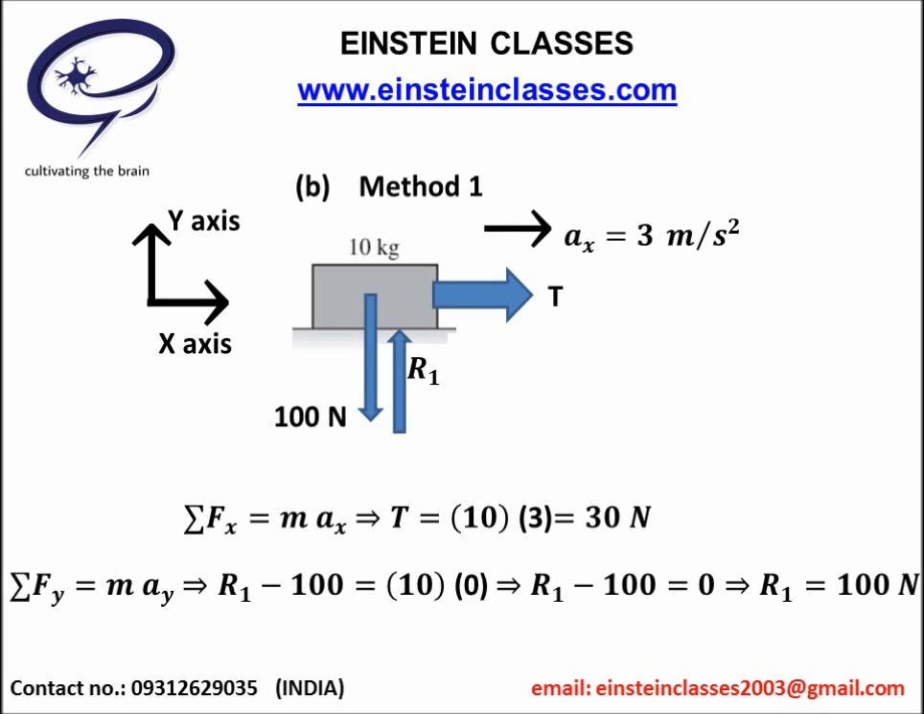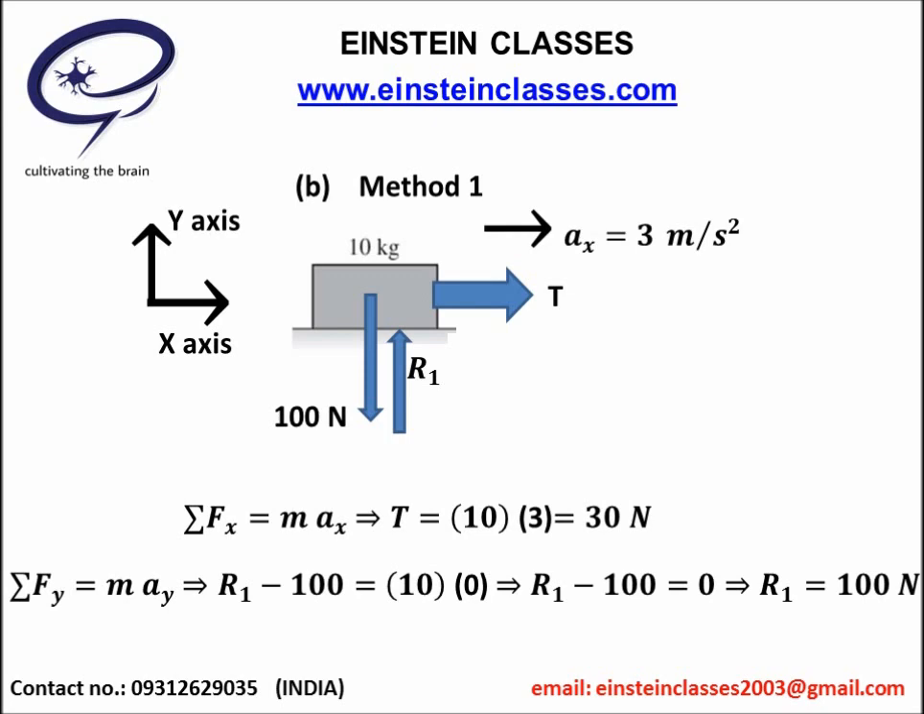The acceleration of block is 3 meters per second square along x-axis, that we have calculated in first part. Now apply Newton's second law along x-axis. The only force which is acting along x-axis is T. Hence net force along x-axis is T, which equals to the product of mass of block and acceleration of block along x-axis. From this we get the value of tension in string, which comes out 30 Newton.